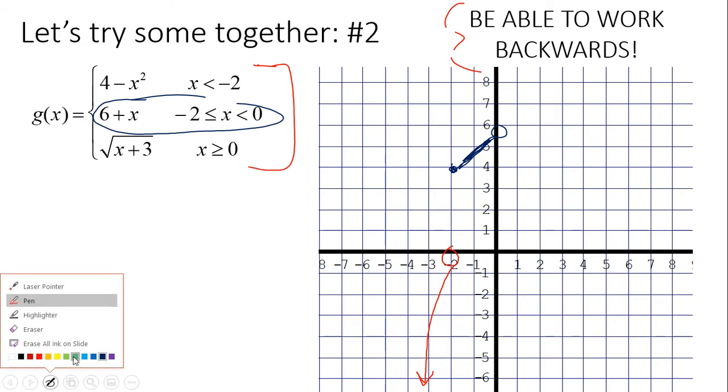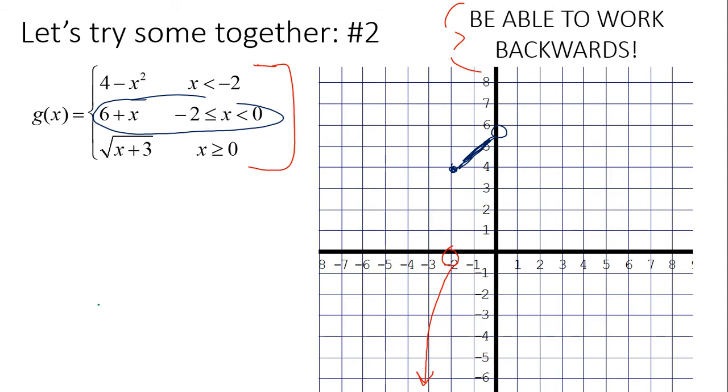Then finally, one final piece, so the square root of x plus 3. If you go ahead and plug in 0, you get the square root of 3. The square root of 3 is 1.73. That's a closed circle here at 1.73. And again, it does not matter that it's a decimal.